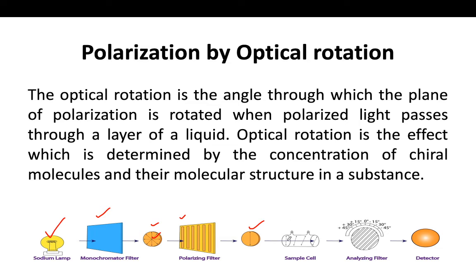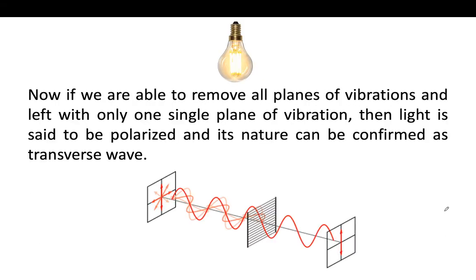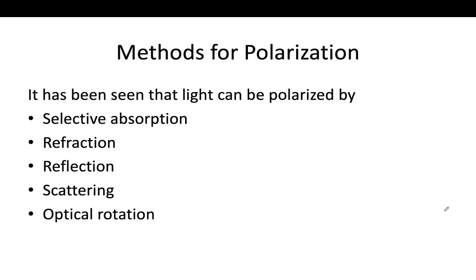Now this polarized light passes through, but before going to the detector, it is used with the optical rotation technique by an analyzing filter, and this filter we can rotate through different degrees for detecting the exact or wanted polarized light. So these are the methods which can be used to polarize the waves.